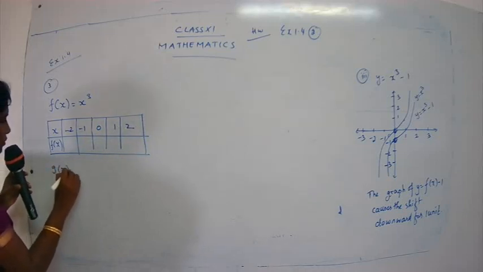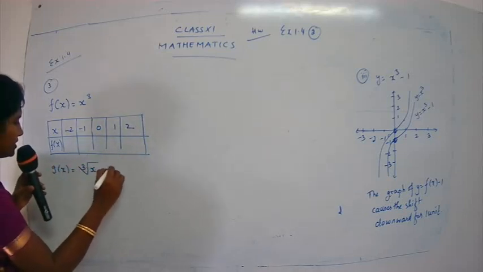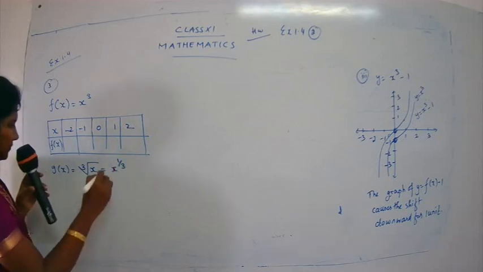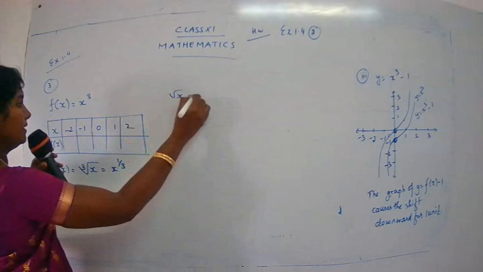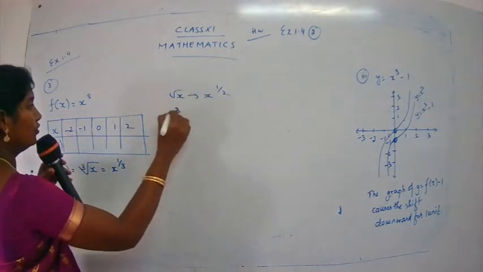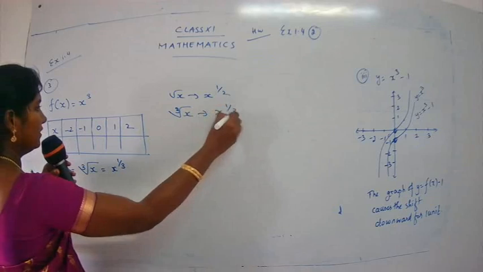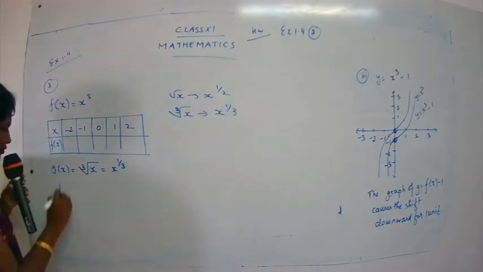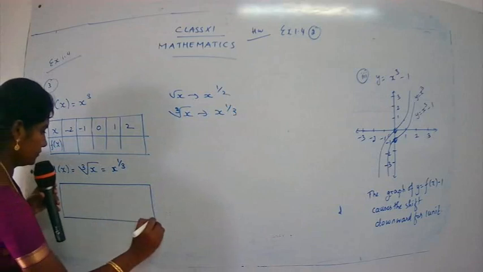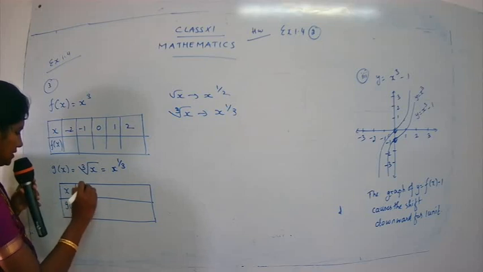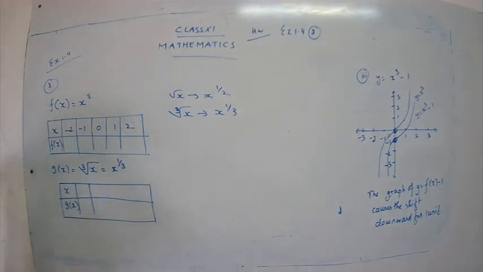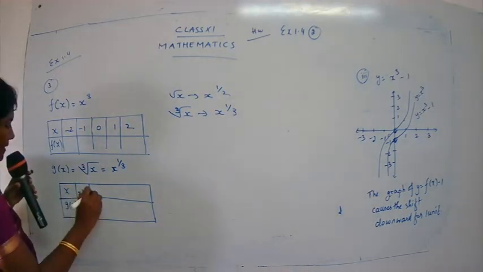And then g of x is equal to cube root of x. Now cube root of x is nothing but x raised to 1 by 3. Cube root of x can be written as x raised to 1 by 3, and square root of x will be taken as x raised to half. So here again we are going to make a table, x and g of x. Here we will take some values. Yeah, here again we can take all the values, no problem. Write down all the values: minus 2, minus 1.